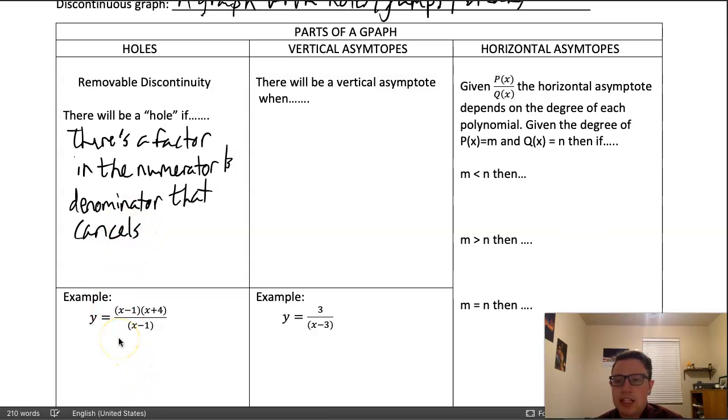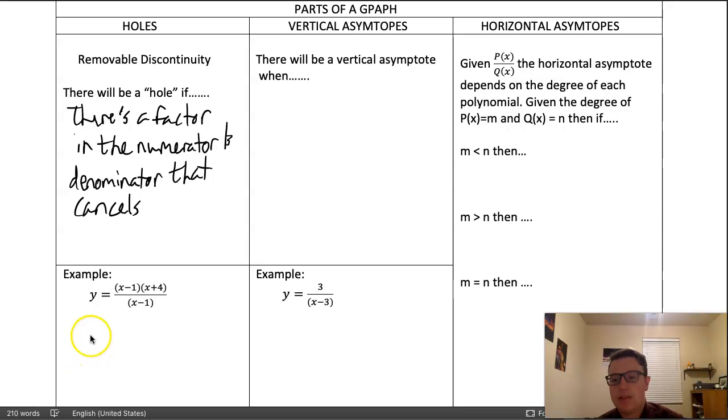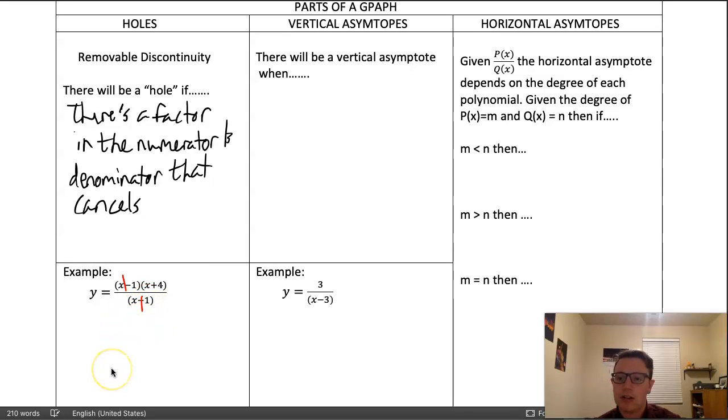For example, let's take a look at this problem we have down here. We have (x minus 1)(x plus 4) over (x minus 1). Now we have an x minus 1 in both the top and the bottom. Those are going to cancel, but we're going to leave a hole there. Just because they cancel doesn't mean that we can actually cancel them, because we need to make sure our denominator is not equal to 0.